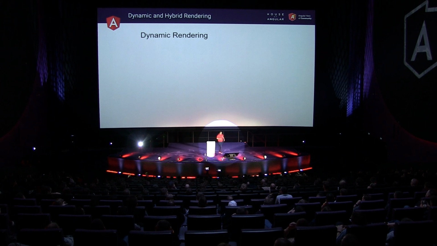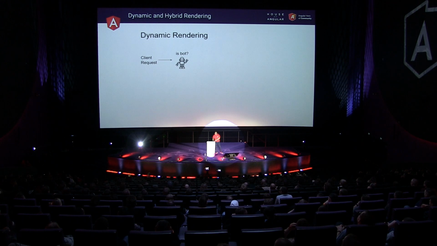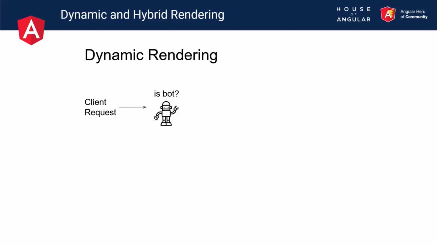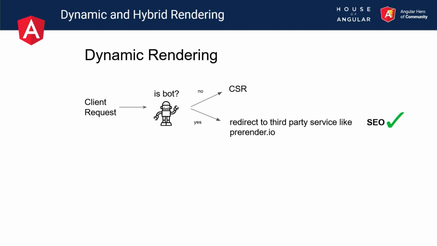that can help you essentially cover the weaknesses. So dynamic rendering is checking on CDN or on your web server whether the client request is a bot. If it's not a bot, you just return your CSR Angular application. But if it is a bot, then you can, for example, redirect the traffic to a third-party service like prerender.io. And then your SEO is OK.